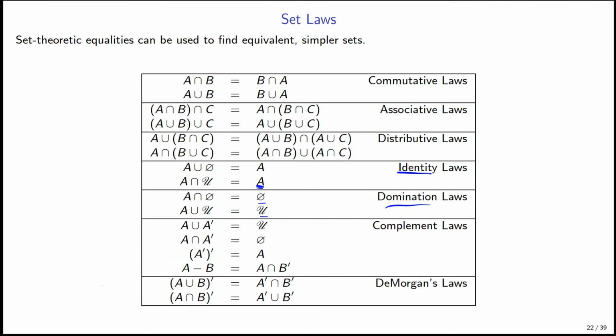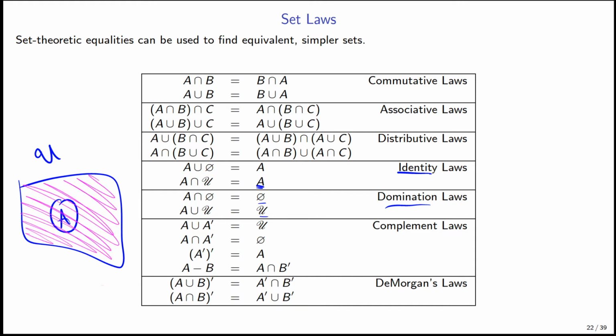If we do A union the universe, well, here's our universe. Here's A. I want everything that is in either A or the universe. So of course that's going to be the entire thing here. So that gives us the universe. A union the universe gives us the universe back.